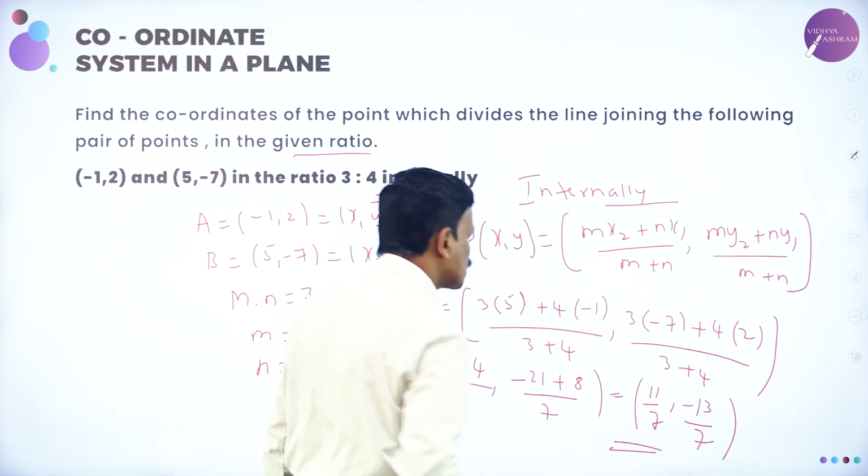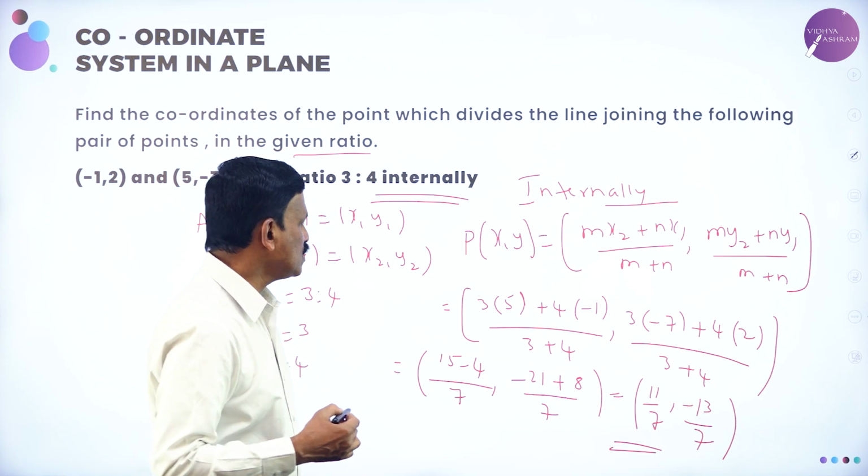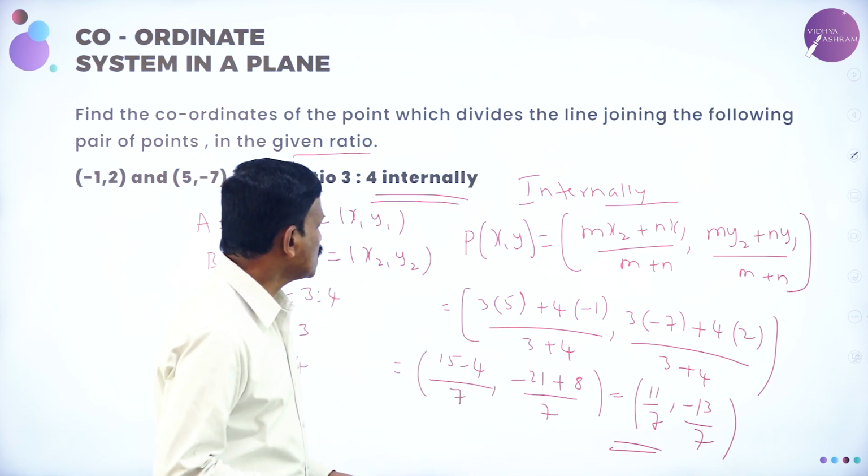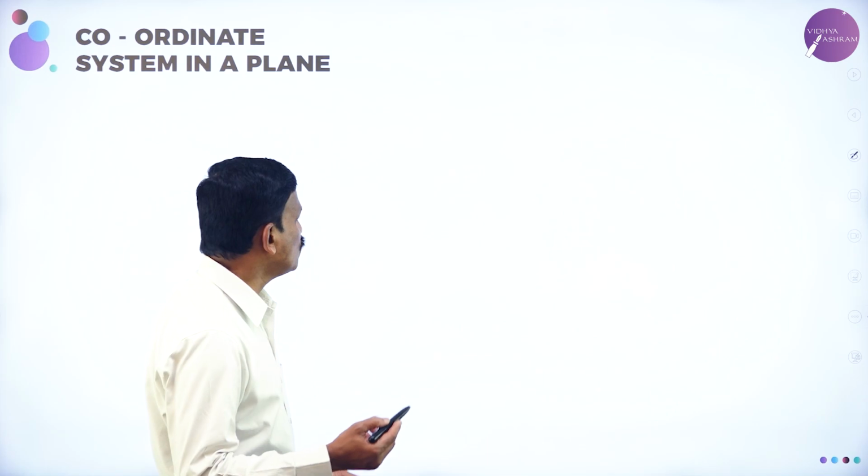So, the points are 11 by 7, minus 13 by 7. Now, the required answer is 11 by 7, minus 13 by 7. Now, move on to the next problem.